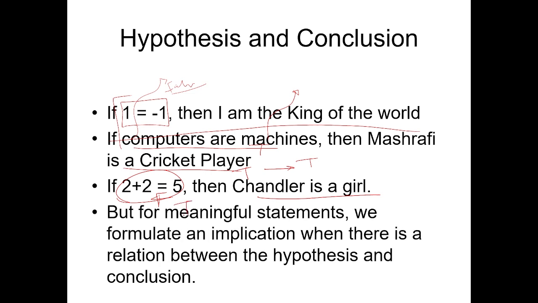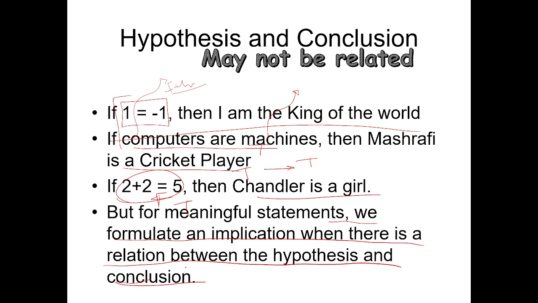This already becomes true. But for meaningful statements, we formulate an implication when there is a relation between hypothesis and conclusion. For meaningful statements, yes, we need a relation in real life, but a hypothesis and conclusion in mathematics may not be related. If 2 plus 2 equals 5, then Chandler is a girl. As 2 plus 2 equals 5 does not equal 5, this is false. This whole implication is true. You don't really care about whether Chandler is a girl or not.